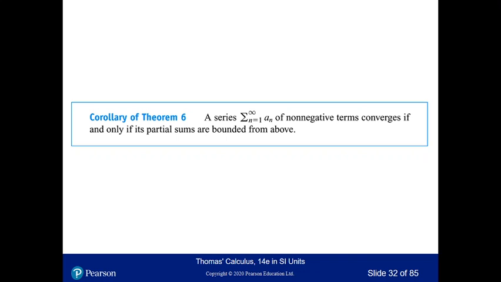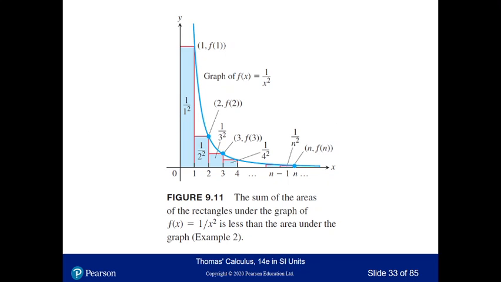So we look at the partial sums. If they are bounded from above, then the series is definitely convergent. If the series is convergent, then the partial sums are definitely bounded from above. The sum of the areas of the rectangles under the graph of f(x) = 1/x², is less than the area under the graph.